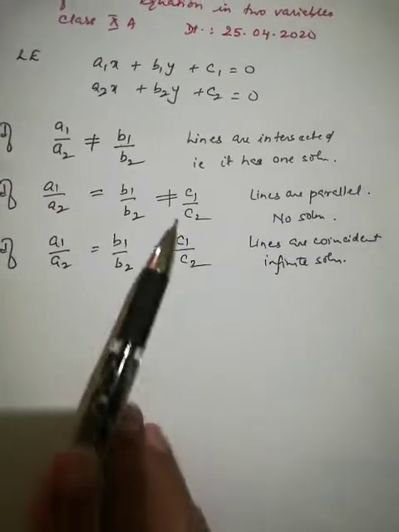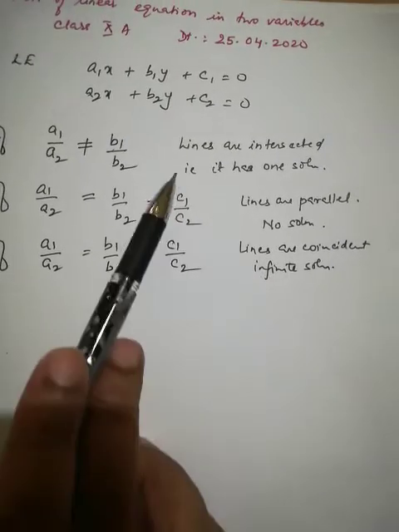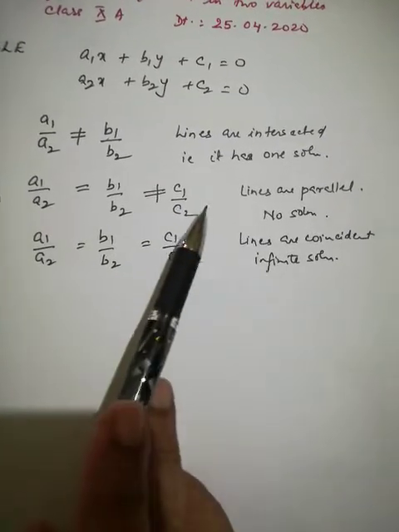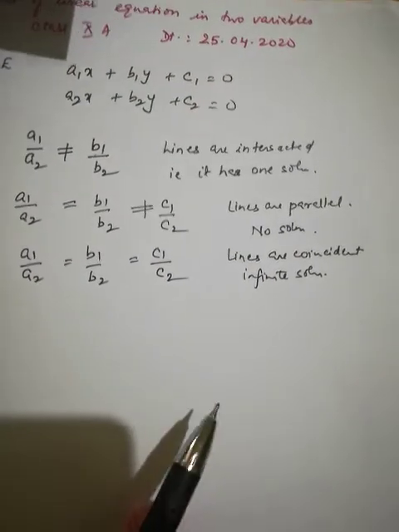coincident. Okay, when they have a solution, whether it is infinite or one solution, it is known as consistent, and which is having no solution, then it is known as inconsistent. That I have told you yesterday.